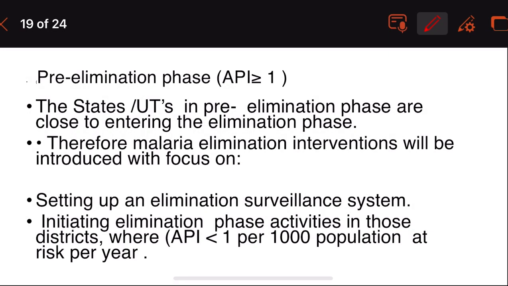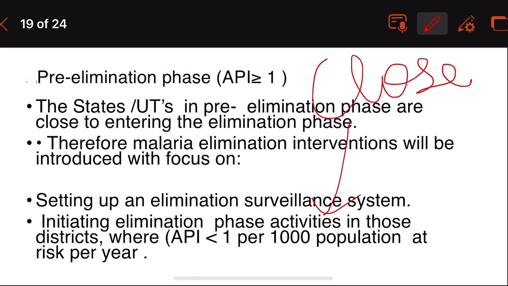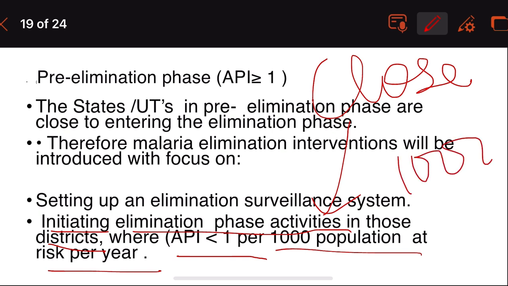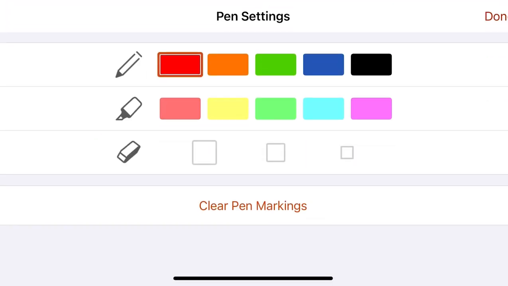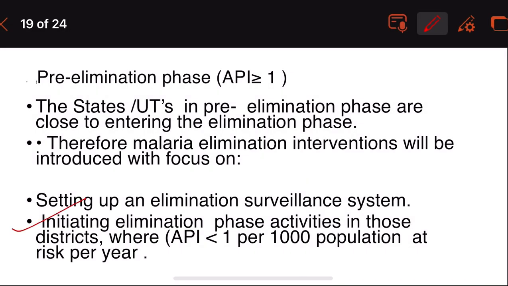Since they are very close to the elimination phase, our activities are such that they are initiating elimination phase activities in the districts where API is less than 1 per 1000 population at risk per year. So we saw that API will be less than 1 in these areas. In such areas, we have to initiate the elimination phase. Clear, guys?